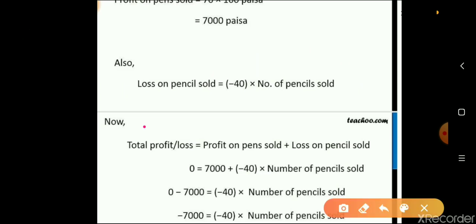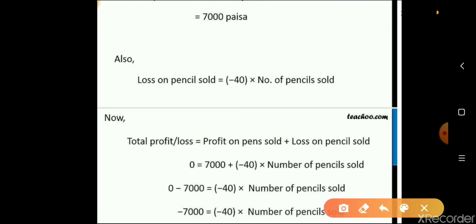Here the overall profit or loss is given by the profit on pens sold plus loss on the pencils sold. We are adding the loss as well as the profit because we are taking the loss as a negative integer. So the overall profit or loss is given as 0. So it will be 0 is equal to 7000 plus minus 40 into number of pencils sold. Here this 7000 will get shifted to the other side and its sign will get changed. So it will be minus 7000 is equal to minus 40 into number of pencils sold.